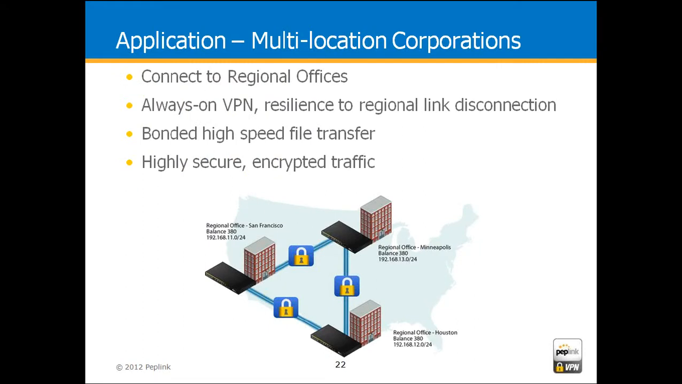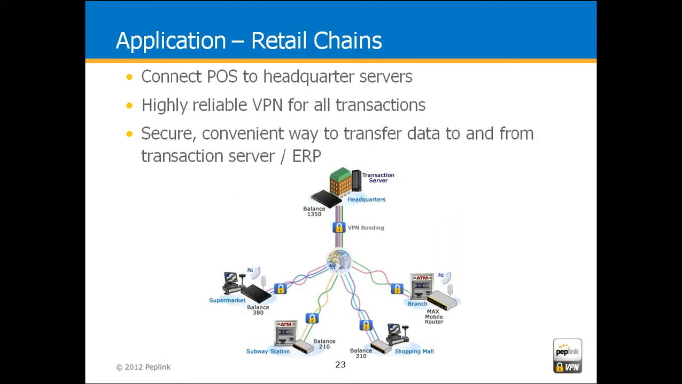Multi-location corporations, connecting to regional offices, having an always-on VPN, resilient to regional link disconnections, bonded high-speed file transfers, highly secure encrypted traffic. And this graph just shows an office in Minneapolis, Houston, and San Francisco, all using the Peplink SpeedFusion VPN technology.